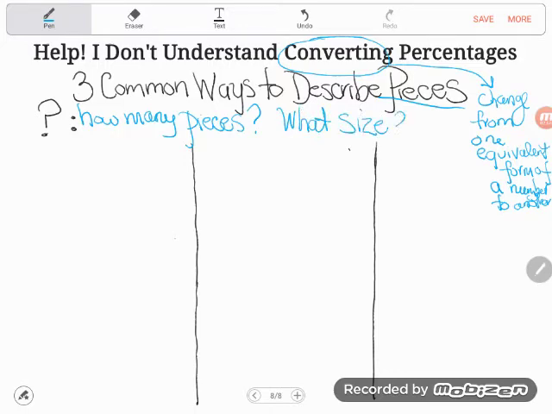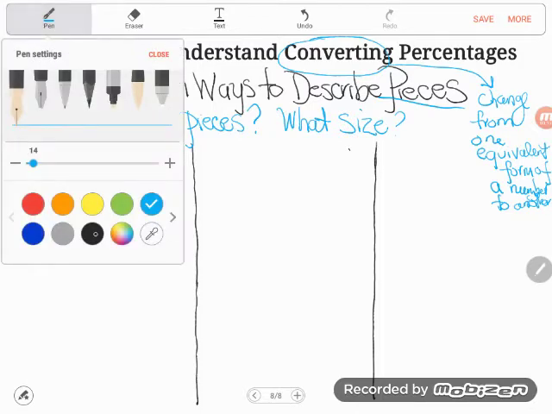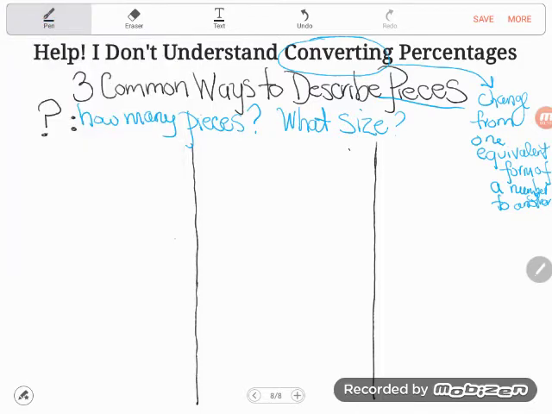So answering these 2 questions is absolutely intrinsic to every single type of piece number that we do in mathematics. If we ever want to describe a piece, we are going to have to answer 2 questions. How many pieces and what size? Okay, so let's talk about the 3 ways that we describe pieces in math, and let's look at how we answer those 2 questions. How many pieces and what size?